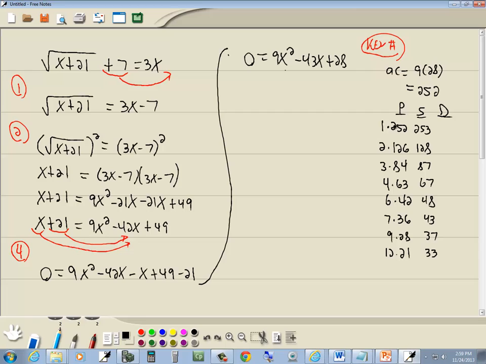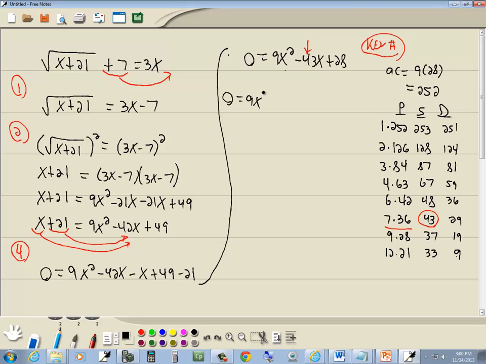Subtract them. Smaller from larger. 252 minus 1 is 251. 126 minus 2 is 124. 84 minus 3 is 81. 63 minus 4 is 59. 42 minus 6 is 36. 36 minus 7 is 29. 28 minus 9 is 19. 21 minus 12 is 9. Okay, the number we're looking for is a number in our middle term, which is 43, which is right here, which means we use 7 and 36.